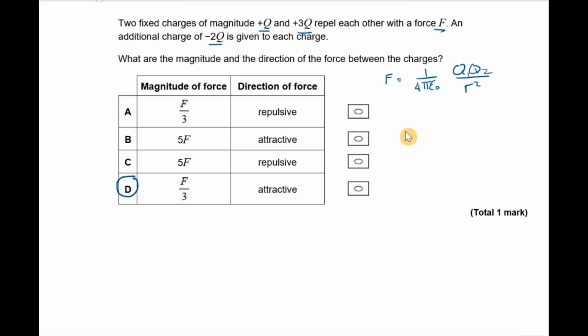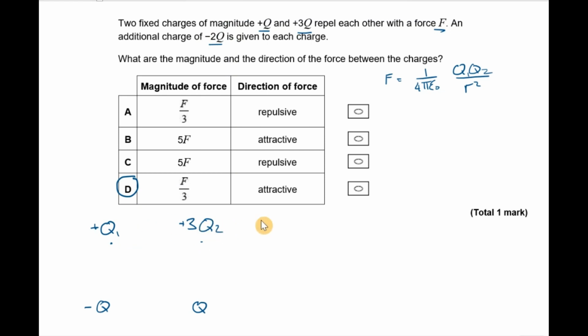Okay, so the initial position we have Q1 and Q2, and Q1 has a charge of plus Q and Q2 has a charge of plus 3Q. So they're going to be repelling each other to start with because they're both positive charges. If I add minus 2Q to each one, then that plus Q is going to become minus Q, and this plus 3Q is just going to become Q on its own because I've taken minus 2Q off the 3Q.